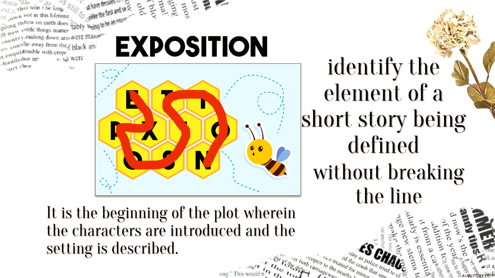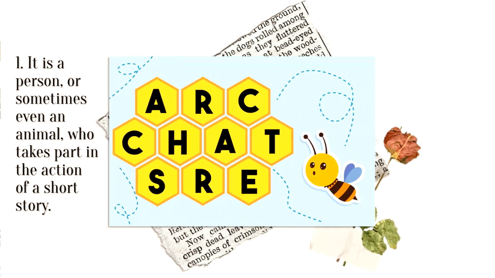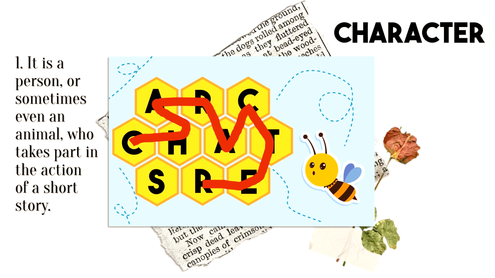So it's a very simple game. Do you think you can handle it? Let's find out. Number 1. It is a person or sometimes even an animal who takes part in the action of a short story. The answer is character. We did not include S here because we're only looking for one. So check the statement, it says it is. So we're looking for a singular character.